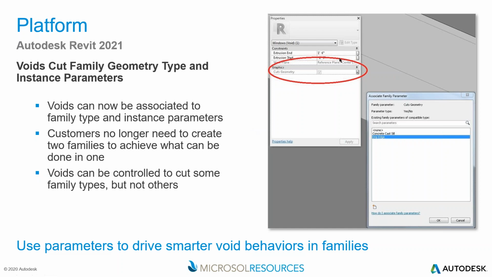So voids. This is useful when you need it, and not useful when you don't. But for those who need it, it's kind of great that you can actually have it as a type and instance parameter. It's a lot more flexible. It gives a lot more control over when you're using voids in the families. By the way, voids are much more memory intensive than solids, just so you know.